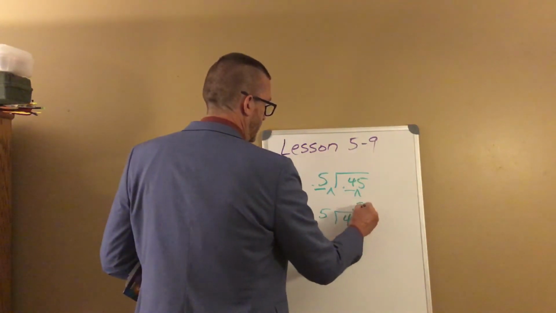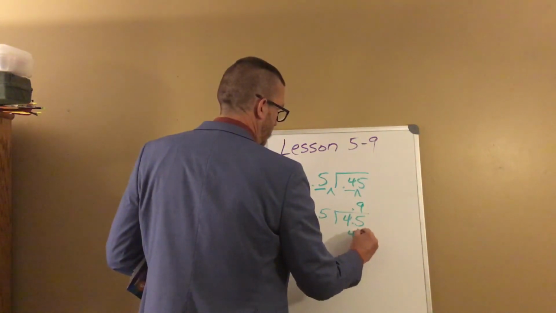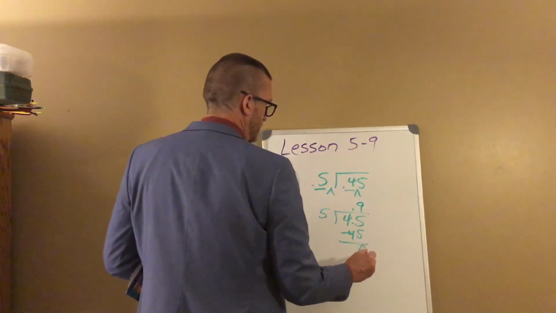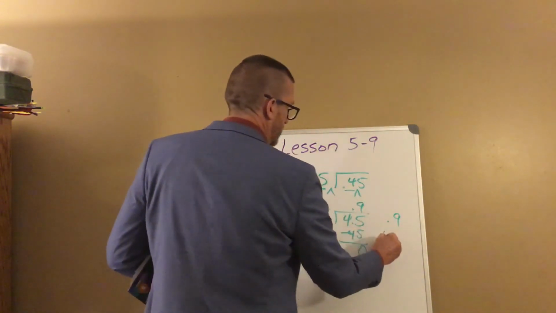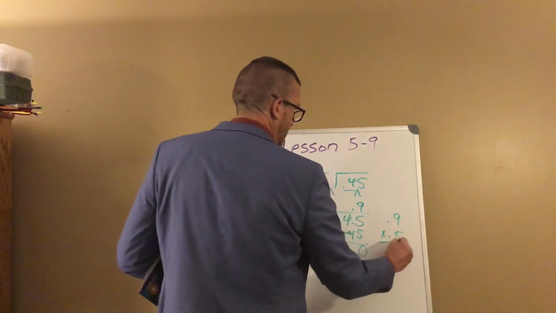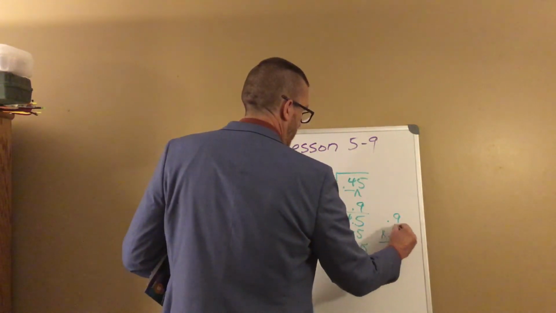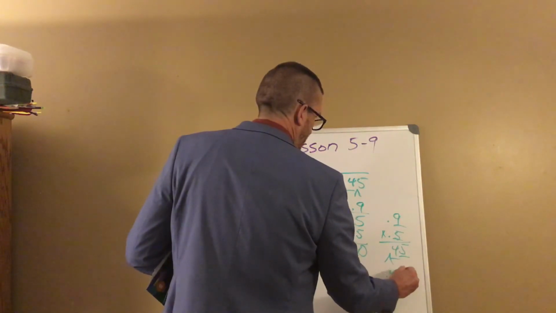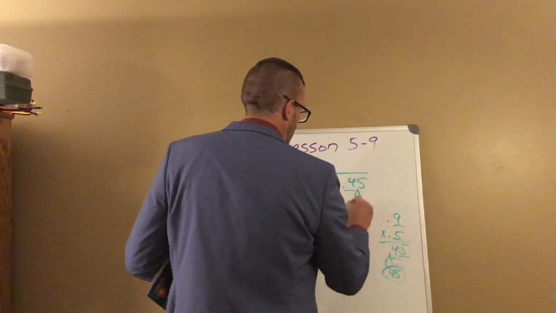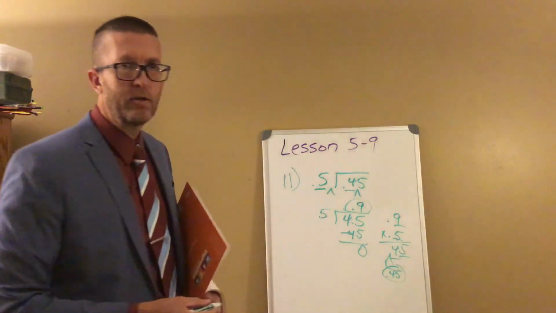5 goes into 45 9 times. That's 45. Let's make sure we check our work. 9/10 times the original divisor, 5/10. That's 45. I've got 1, I've got 2, I've got 1, I've got 2. 4500ths. It checks. 9/10 is our final quotient.